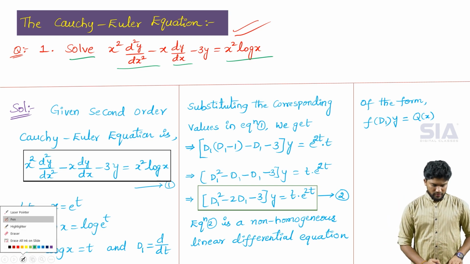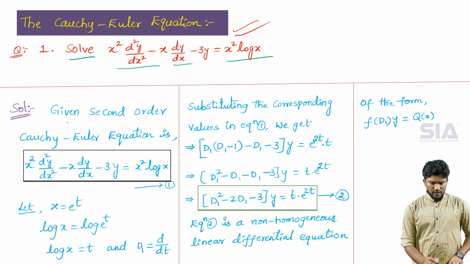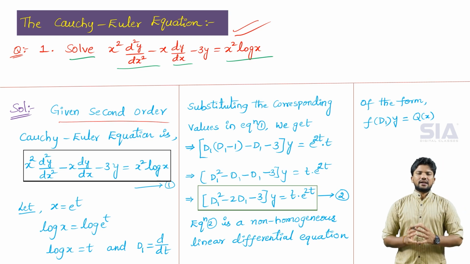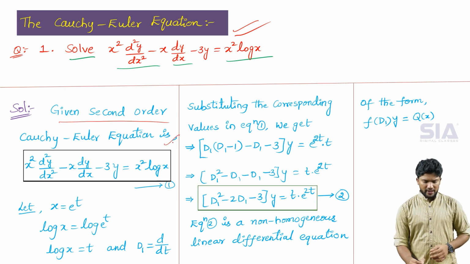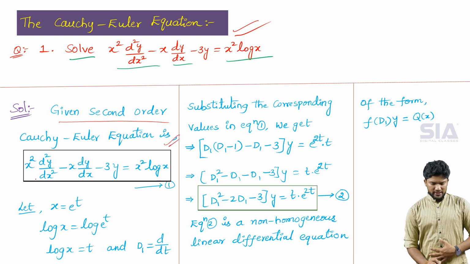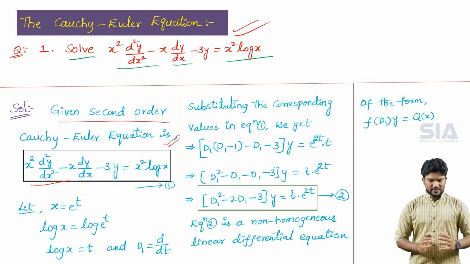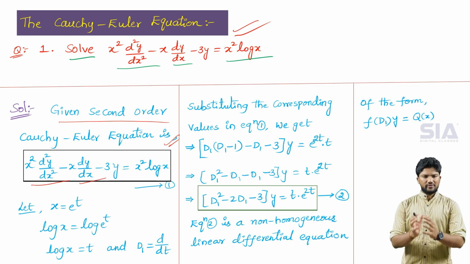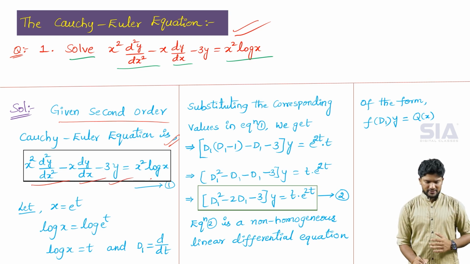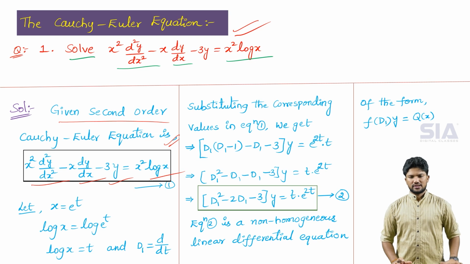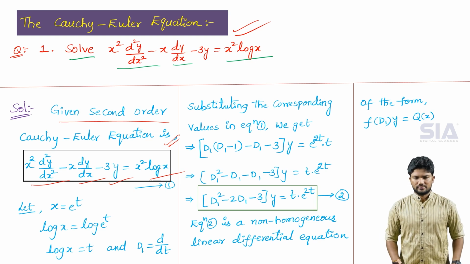Okay, so first of all observe the solution. The given second order Cauchy Euler equation is x square d square y by dx square minus x into dy by dx minus 3y is equal to x square log x. So we are taking that as equation number 1.